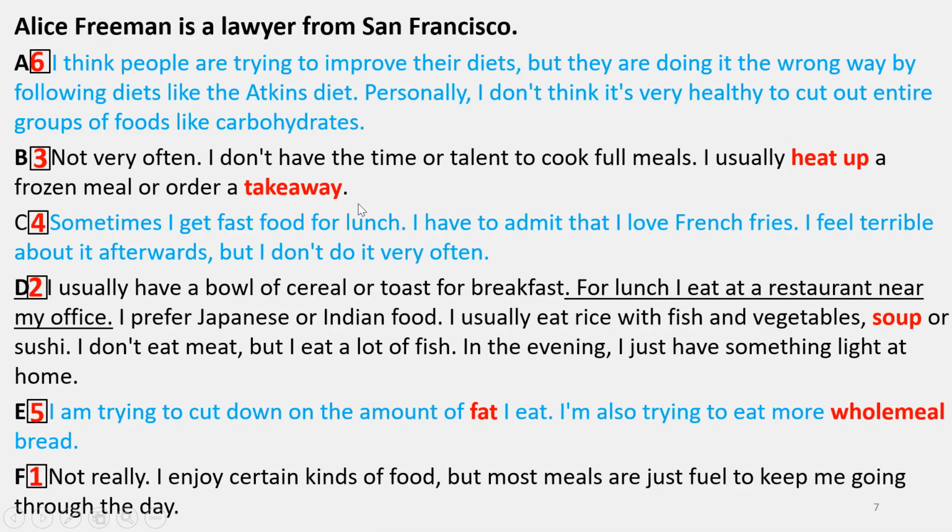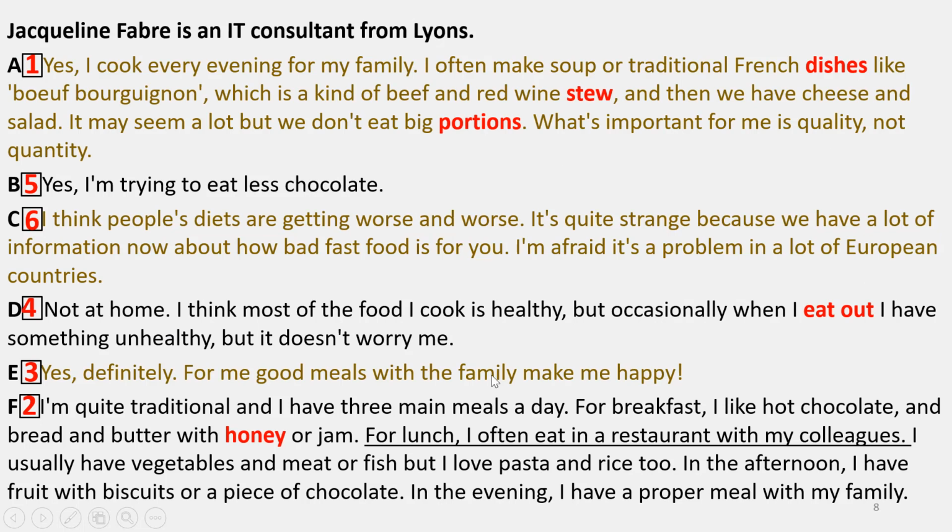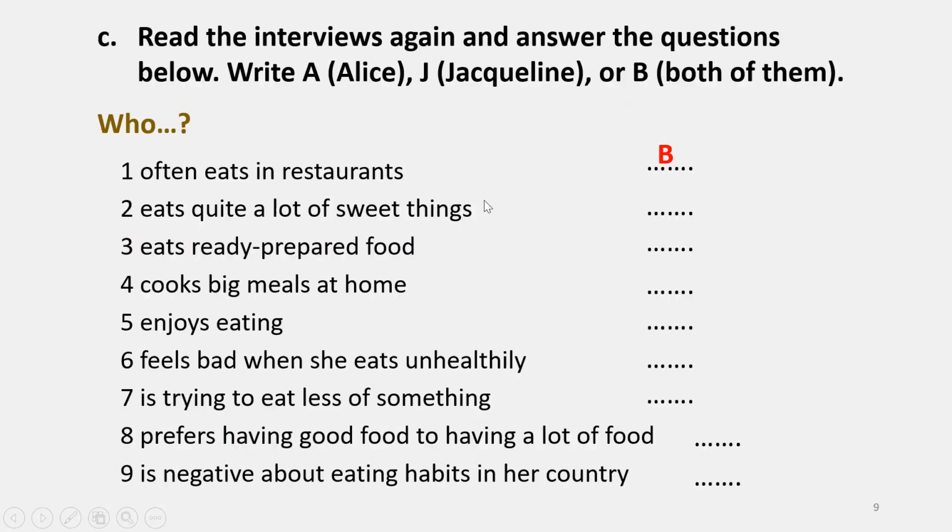Why do I say both? Let's see. Please notice the underlined sentence. Yeah, this is Alice's answer, right? Alice says, for lunch, I eat at the restaurants near my office, right? And for Jacqueline, you can see the underlined sentence, for lunch, I often eat in the restaurants with my colleagues.